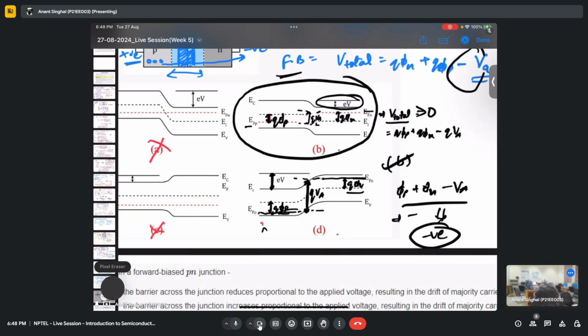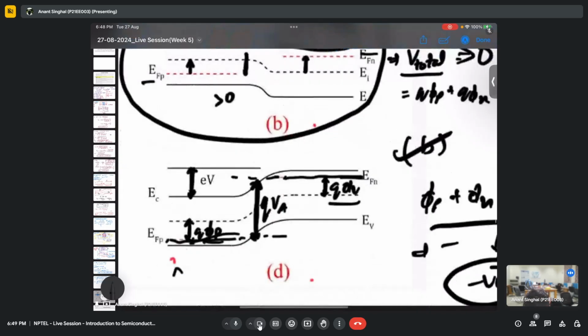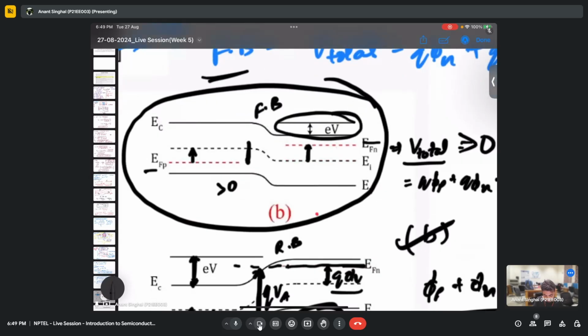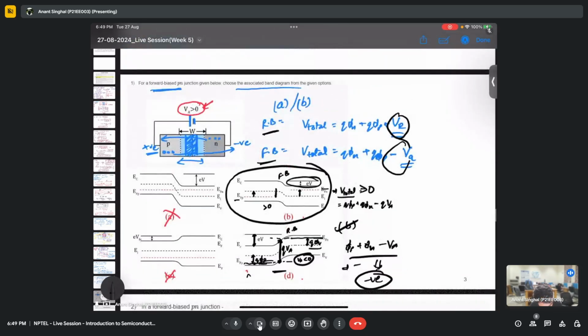Well, it might be possible that you cannot clearly see, but if I add these two things, one is this and one is this, and subtract it from this particular small line, it will be positive, right? And if you do the same for this case, VA will come out to be negative for sure. So you can say that this is for reverse bias and this is for forward bias. Is it clear? Yes, sir. Okay, sir. So option B will be correct for this particular case.